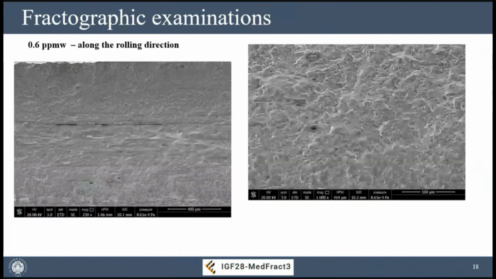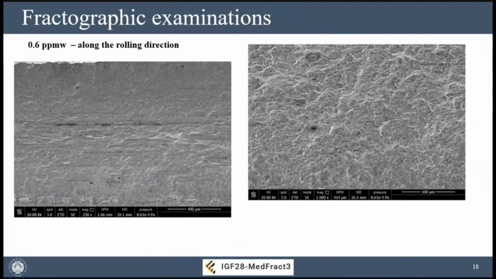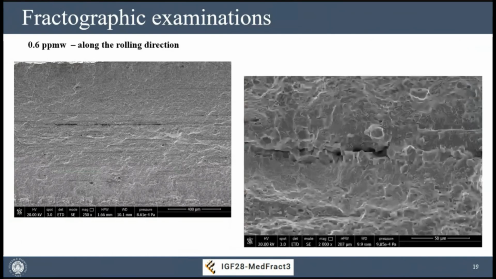behavior. If we look at what happens to material with a lower hydrogen content, here we can see that the material behaves globally as a ductile material with less ductility. So you can see that the dimples are less elongated. We have some traces of transgranular fracture.